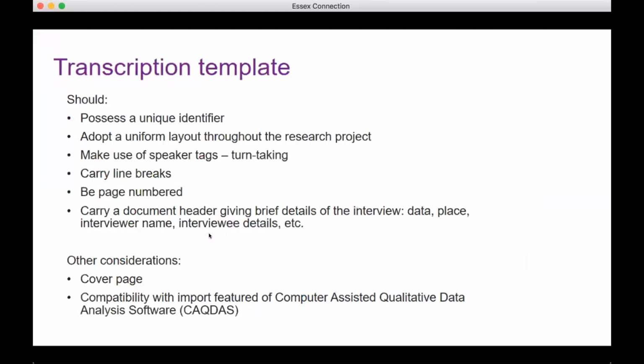When we think about transcription templates, these should possess a unique identifier and adopt a uniform layout throughout the research project. Speaker tags should be used to identify who is speaking when, include line breaks, and be page numbered. Every file should have a document header giving brief details of the interview and interviewee or focus group participants, etc., whatever applies.